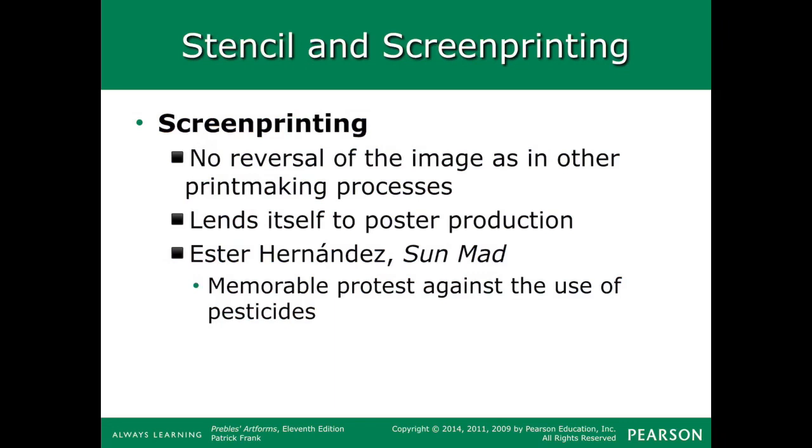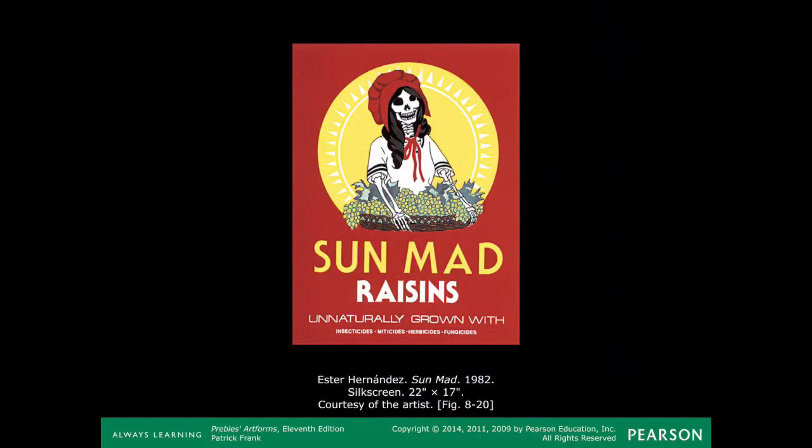A lot of screen printing is used for poster production, and we'll see an example of that here with Esther Hernandez's Sun Mad. It is actually a memorable protest against the use of pesticides. And here is Sun Mad, raisins unnaturally grown with insecticides, miticides, herbicides, and fungicides. 1982.